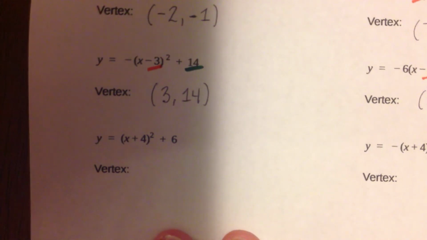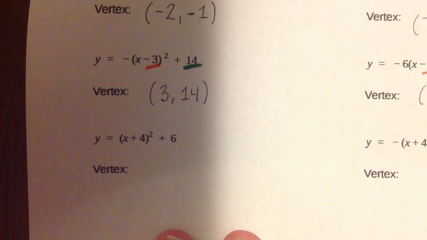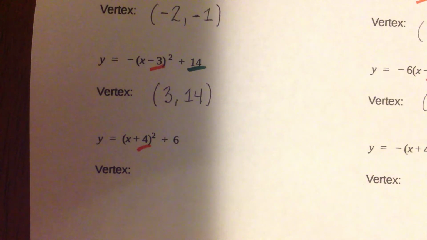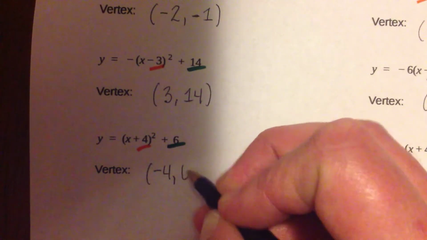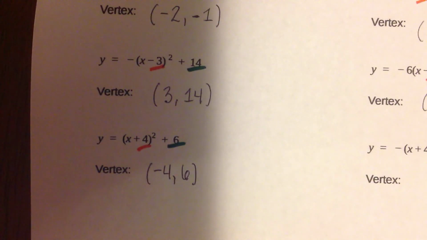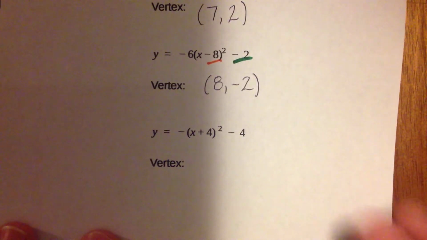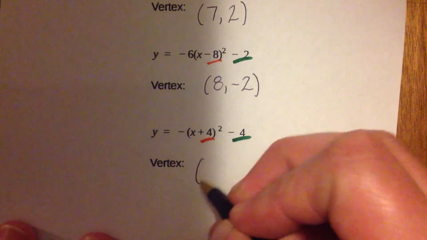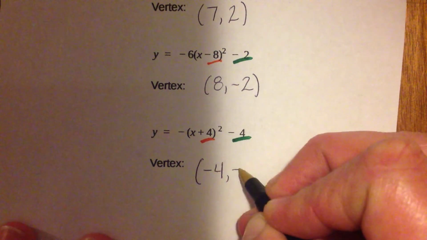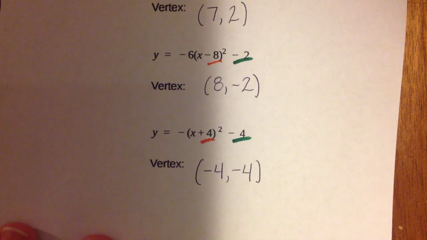In my next equation, I have the quantity x plus 4 squared plus 6. H is here, and k is there. So again, I take the opposite of what's inside here. That turns to a negative 4. This remains a positive 6, and that is my vertex, negative 4, 6. And in my very last example, I have the opposite of the quantity x plus 4 squared minus 4. Here's my h, and here's my k. I take the opposite of what's inside there, so the positive 4 turns to a negative 4, and the negative 4 over here remains the same. Now it's your turn to practice.